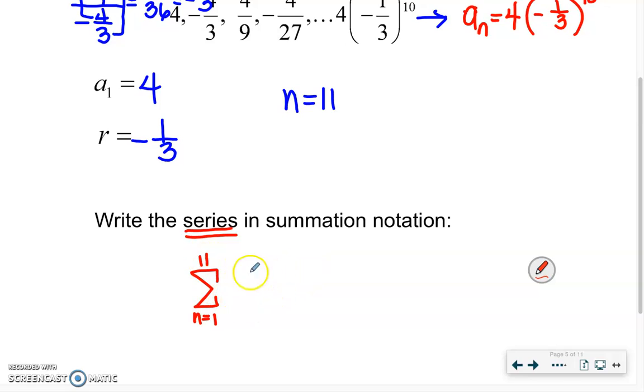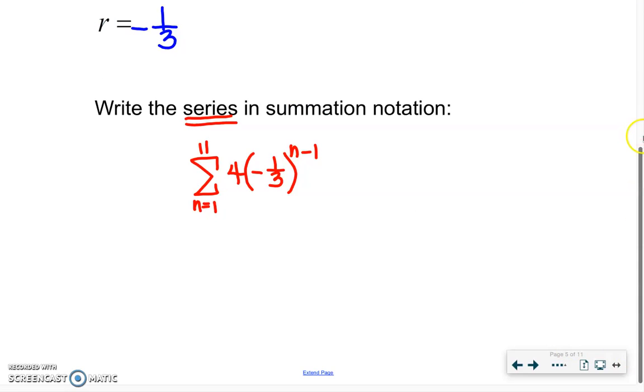And then in here, we're going to put the explicit formula for our sequence. The explicit formula was actually given in a roundabout way up here. So we're going to use the A1, the r value, and then instead of putting 10 as the exponent, we're going to make this a generic formula by writing n minus 1. So that would be your series in summation notation. But in the directions, it did say to also find the sum, and it would be the sum of the first 11 terms. And I know that because we found that the last term listed was the 11th term.